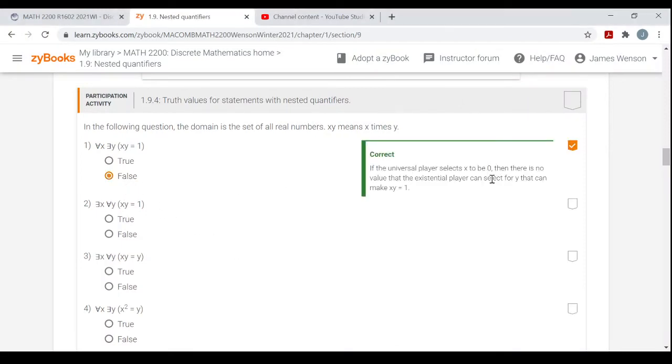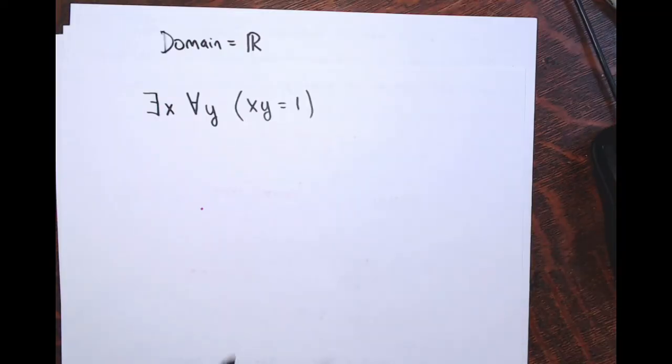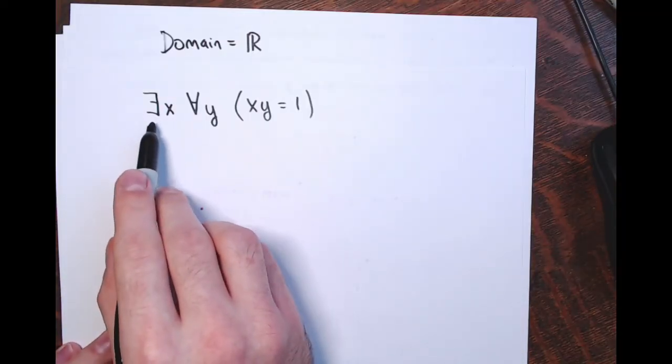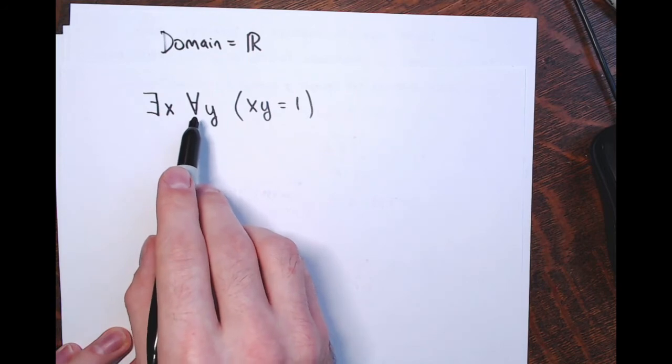If you pick x to be 0, the universal player, they're calling it, the person who goes first. These all go from left to right. The person who goes first is the furthest left quantifier. Now look at the next one. Switch them. All they did was switch the order of the quantifiers. Now it's an existential first and a universal second.